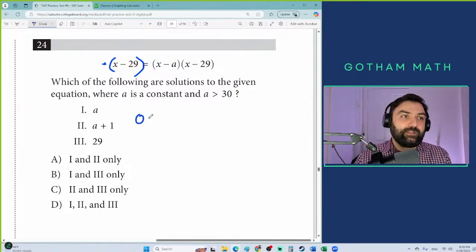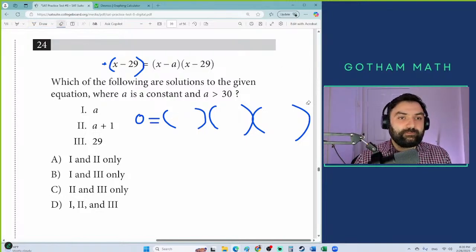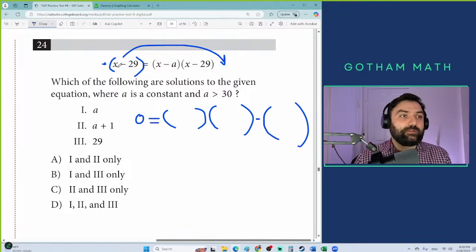So 0 is just the instinct, since a function that has many parentheses must be equal to 0 to be solved. Okay, so it's going to be, no, not even like that. It's going to be minus and then like that. So this is being transferred here from the left to the right. So it's going to be x minus a, x minus 29, and minus x minus 29.